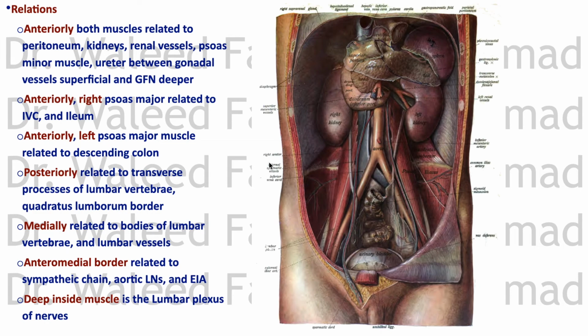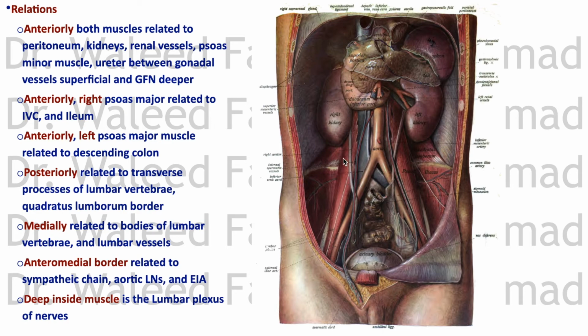Relations of the psoas major are important. Anteriorly, both muscles are related to the kidneys, as you can see here, of course covered by peritoneum, kidneys with their renal vessels, and the psoas minor muscle. You can't see it here, but in other plates you see it. The ureter, as you can see, descends on the psoas major between the genitofemoral nerve and the gonadal vessels on both sides.